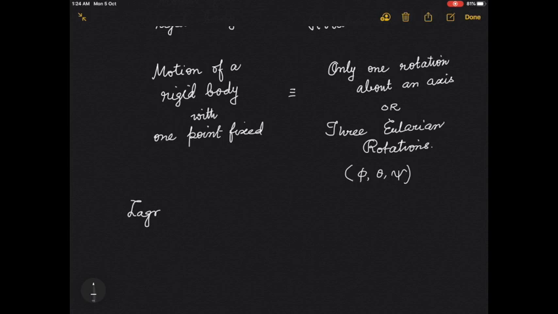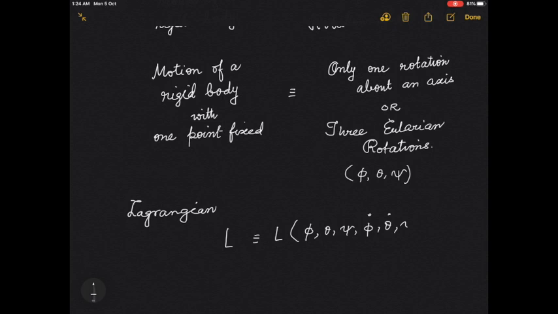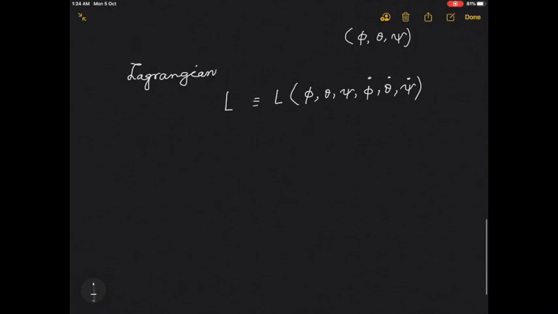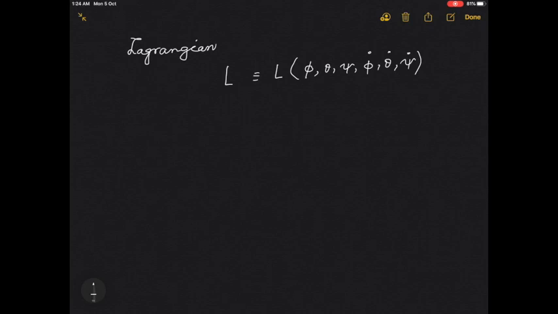the Lagrangian L, which is T minus V, but I can just write L as a function of phi, theta, psi, phi dot, theta dot, psi dot. We will be working with a conservative system, so there is no time dependence in the Lagrangian. Well, you see that I have just written down the Lagrangian, which means I am trying to use the Lagrangian approach, which will be very interesting because that's what we have learned for the entire course. Now we are applying it to a fairly complicated problem, which is the problem of the motion of a symmetric top with one point fixed.